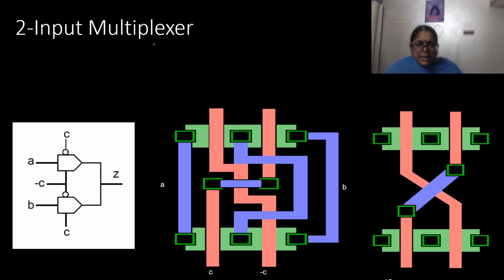Similarly, 2 input multiplexer, these are the two ways in which the layout can be drawn or the stick diagram can be drawn.